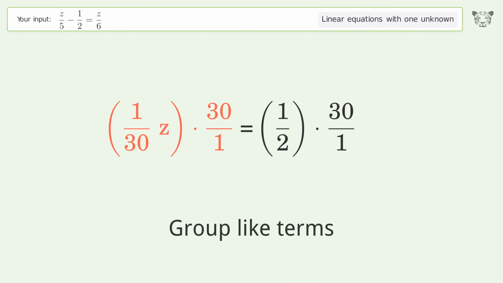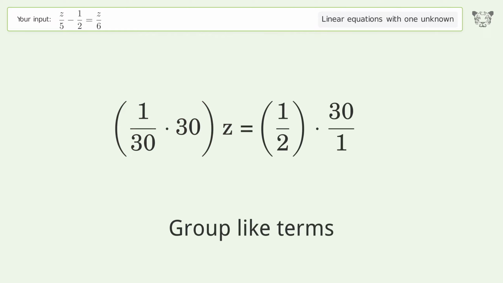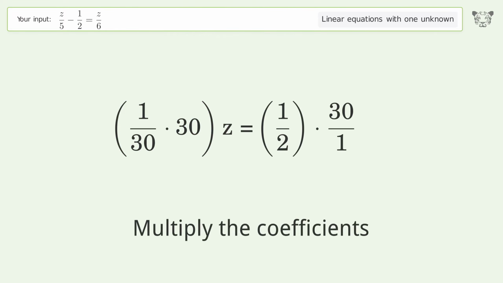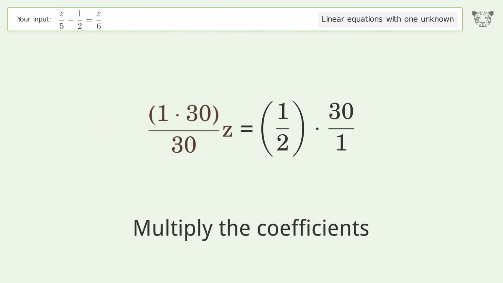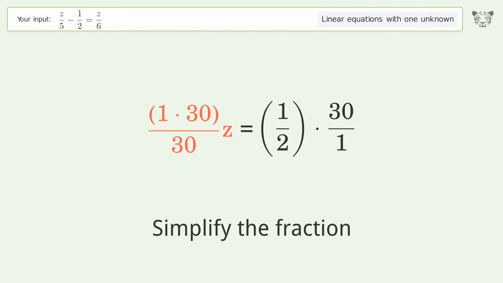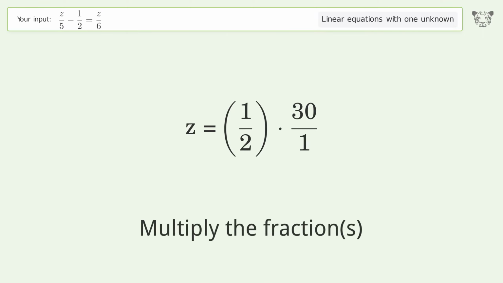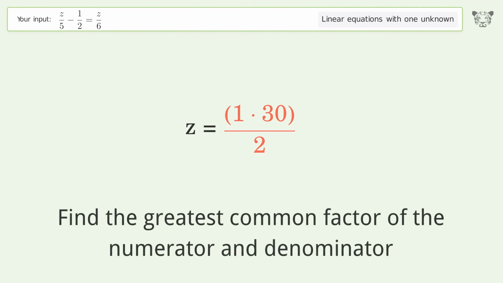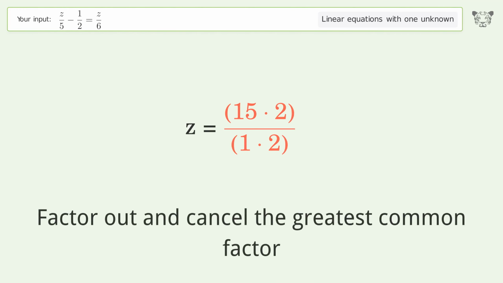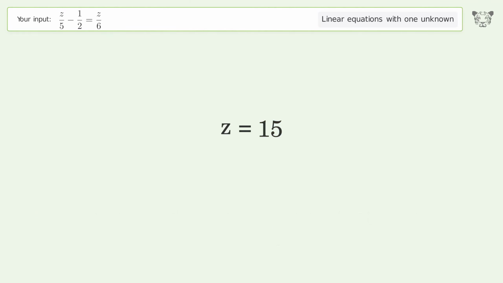Group like terms. Multiply the coefficients. Simplify the fraction. Multiply the fractions. Find the greatest common factor of the numerator and denominator. Factor out and cancel the greatest common factor. And so the final result is z equals 15.